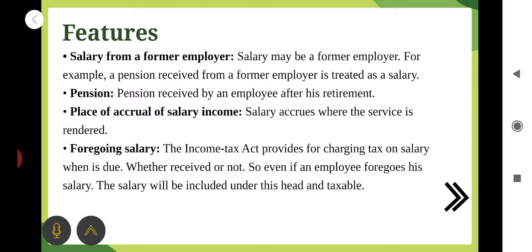Today we would like to discuss features of salary. As we discussed in our previous classes, there are certain points to be considered while we are preparing tax under income from salary. So, what are the features of salary?